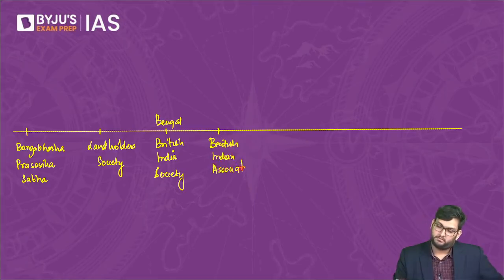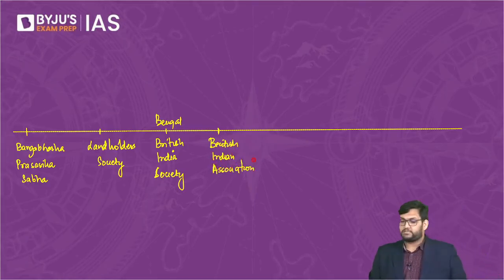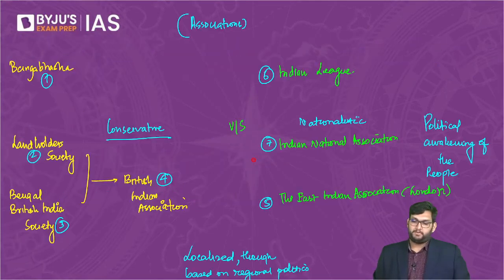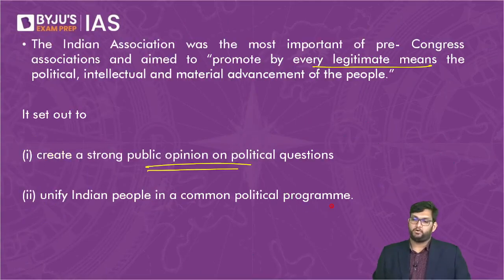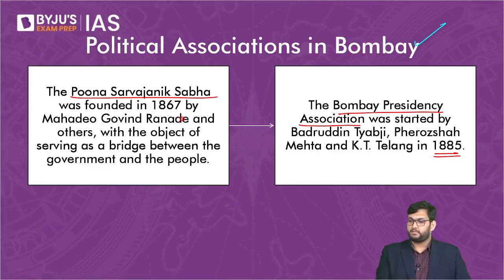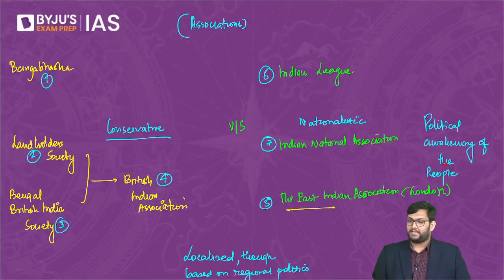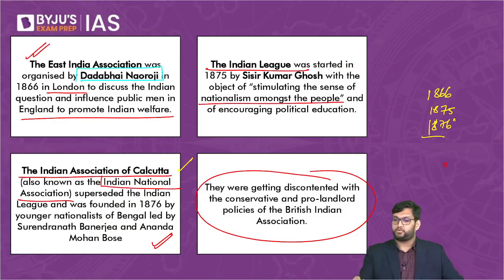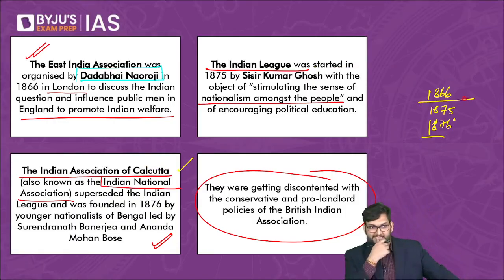Now we have to see one thing. We have the East India Association, the Indian Association and the India League. We know the basic chronology: 1866, 1875, 1876. So they are already in chronology, but we need to fit in Bombay and Madras. So this is 1867 and 85. Do they clash with any of these two? Yes. So you have 1866. We have to add the East India Association.